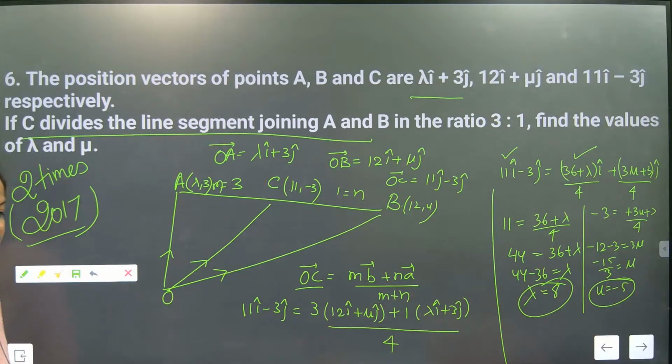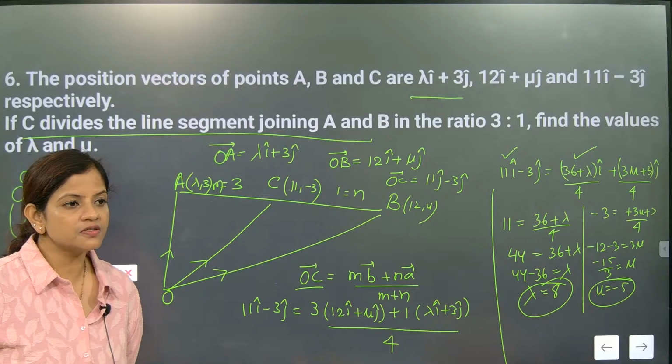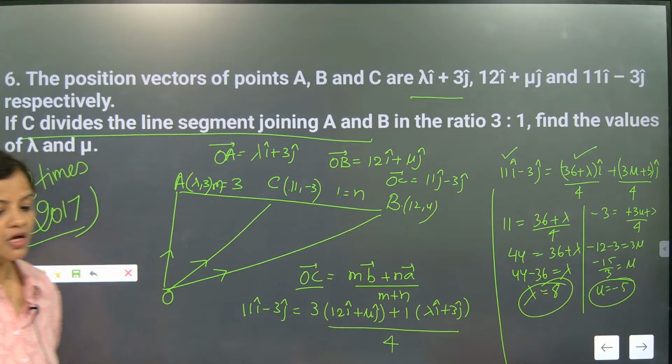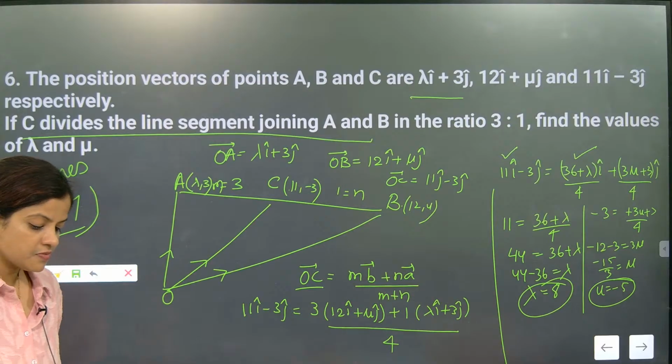How was the class? Are you people understanding what I'm teaching in vectors? This is two dimension only, beta. We haven't touched three dimension, cos theta, that part till now.